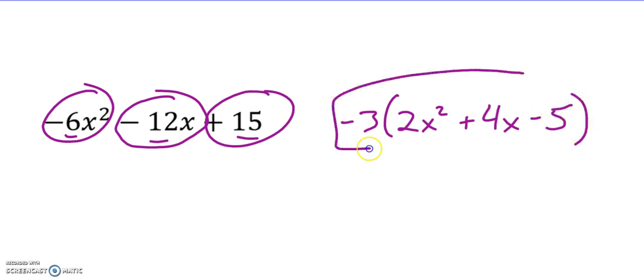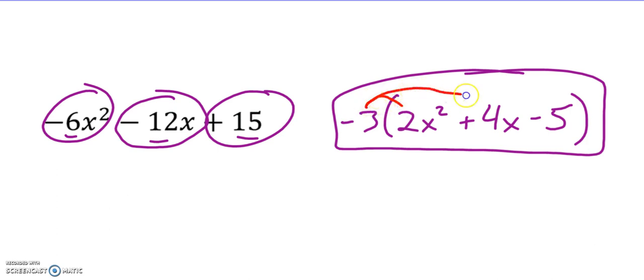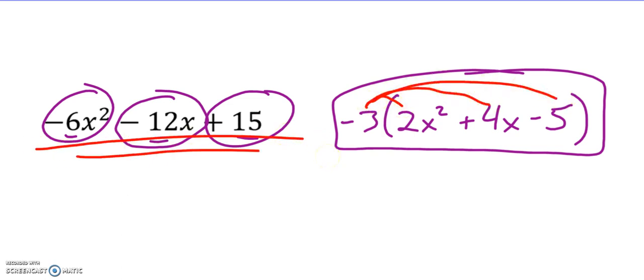And so basically, if you take out a negative, it's going to turn all the signs inside your parentheses to their opposites, because of what has to happen, and you can always check your answer this way. If you were to redistribute everything, it should bring us right back to where we started. Okay, so this is the factored version of that answer.